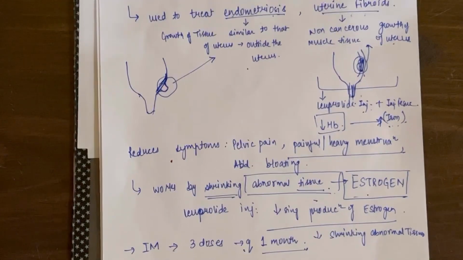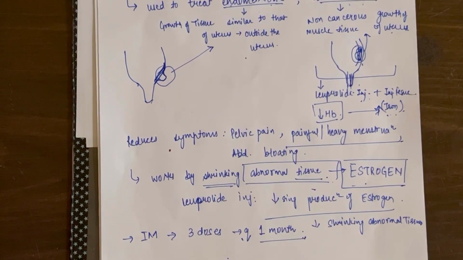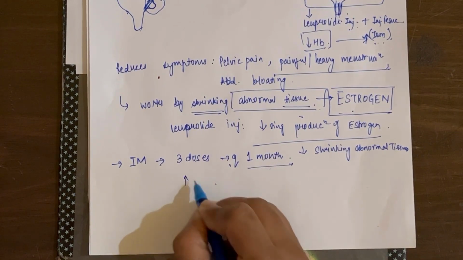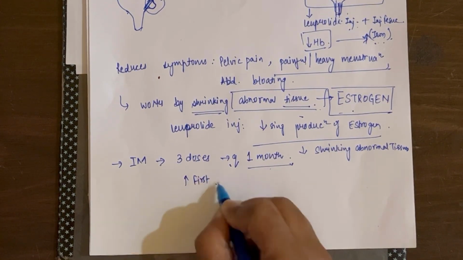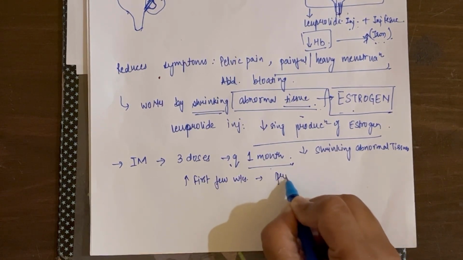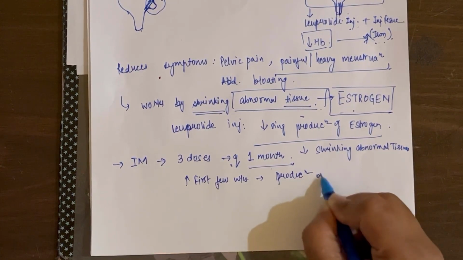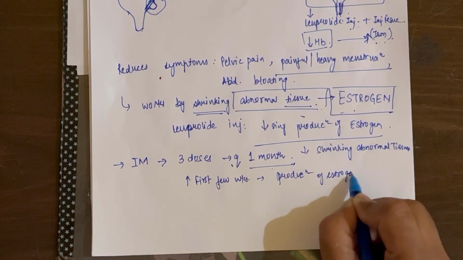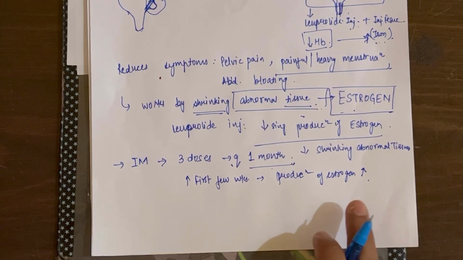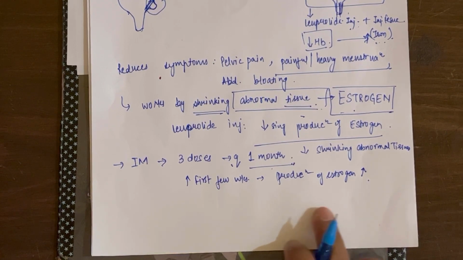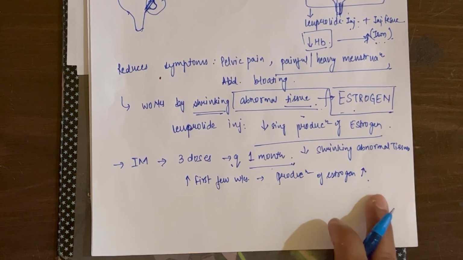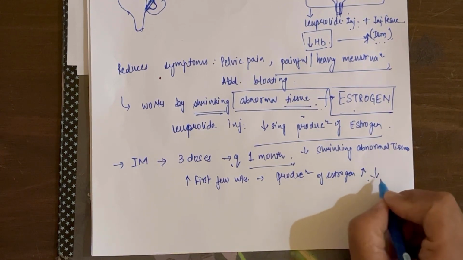Okay. So during the first few weeks, what will happen whenever you give this injection? During the first few weeks, the production of estrogen will increase, because we were expecting the production to decrease, but its pathophysiology is like that: the production of estrogen will increase in the first few weeks and then it will decrease gradually.